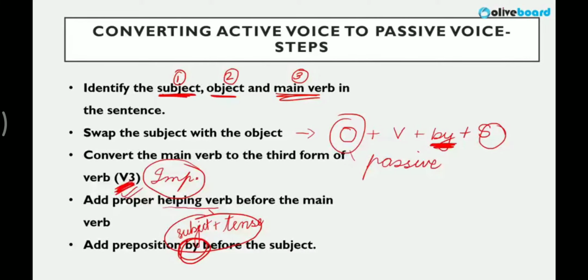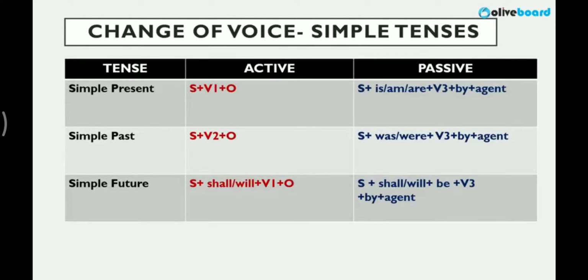We'll show in detail. I'll show it to you in detail how it is converted. But these are the basics. First, see a sentence, figure out what is the subject, what is the object, what is the main verb. Second, switch object and subject. Third, always use third form of verb. Fourth, helping verb based on the tense of the sentence and the subject. Fifth, in the passive voice, always you will see by, like to show who has done the action. Now, let's go one by one and check each of these cases with lots of examples so it is easy for you. First, I will start with simple tenses.